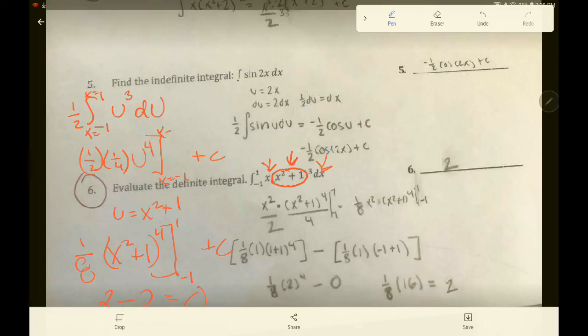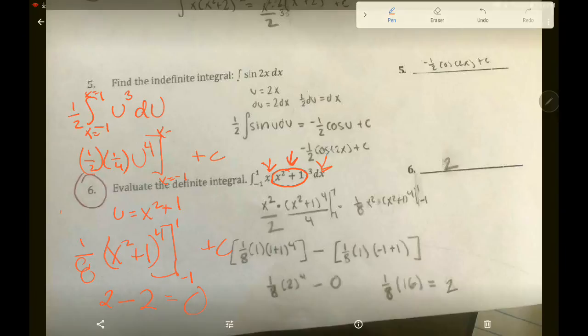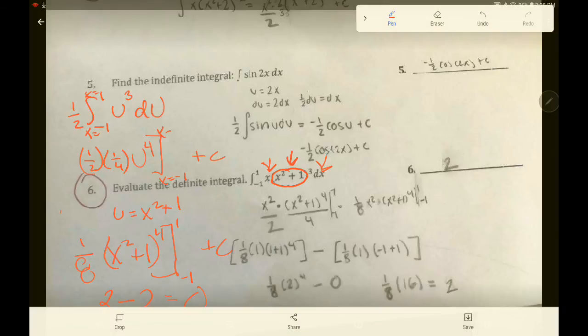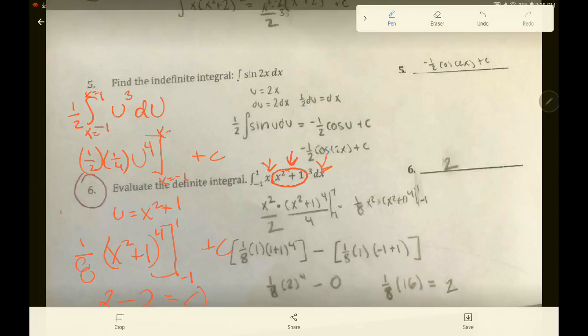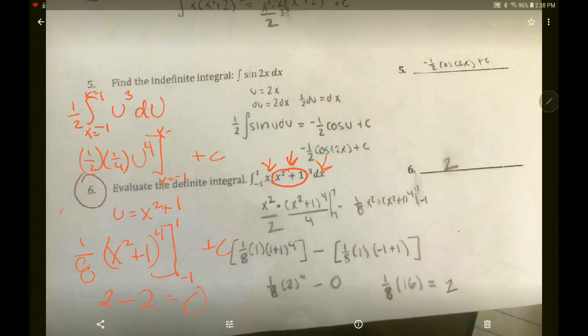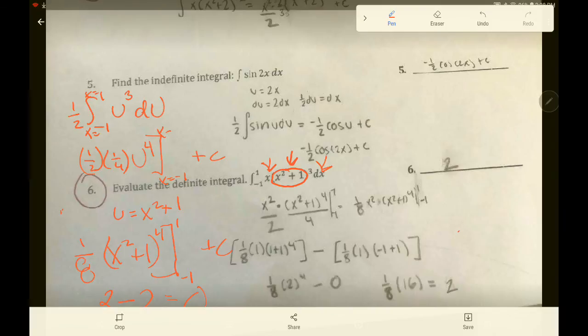Let me make sure I did this right. Yeah, there we go. Okay, so that should be right. The integral is 0. So I'm going to get this video made and get it over to you so you can have a look.